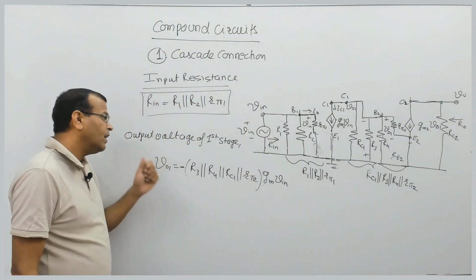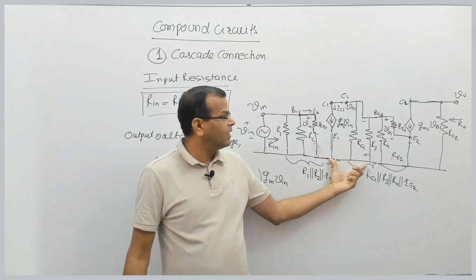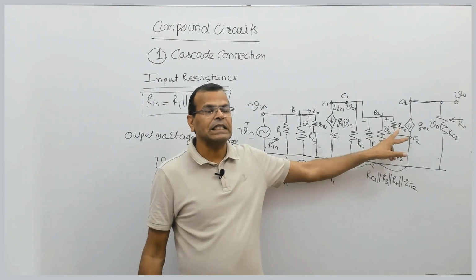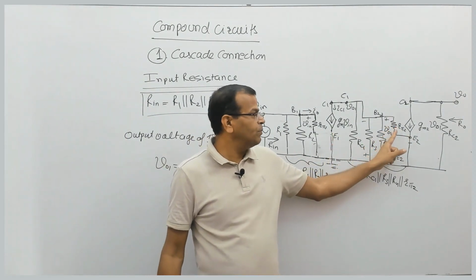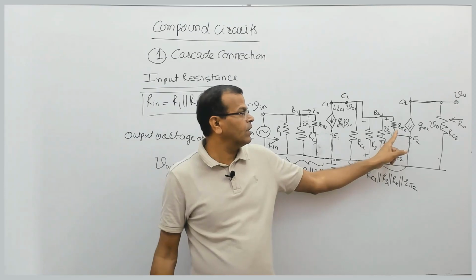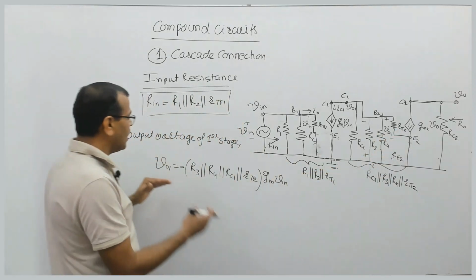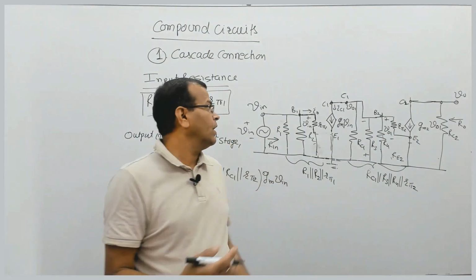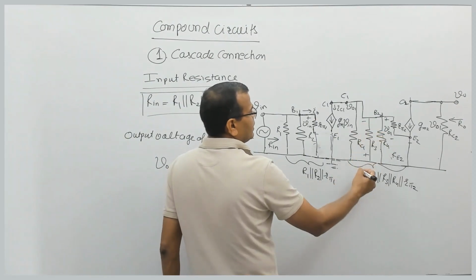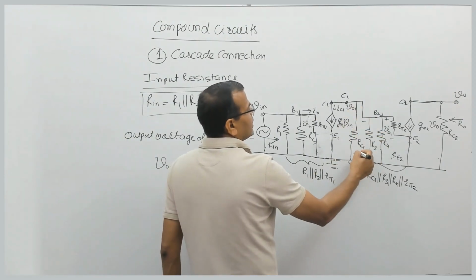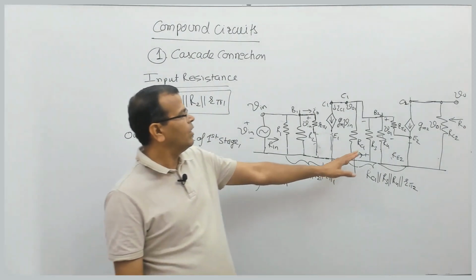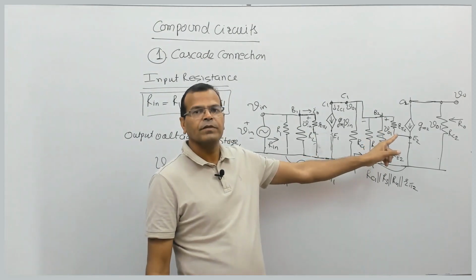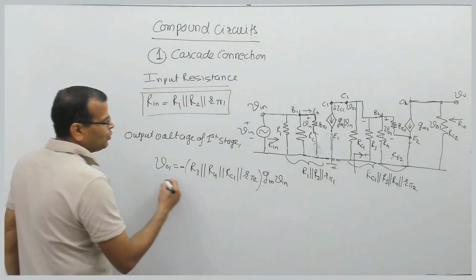Now see carefully, the output of this first stage is dependent upon the input of the second stage. That means the input resistance of the second stage BJT. So the output of the first stage is affected by the input impedance of the second stage. The input impedance of the second stage, seen from the output terminal, will be this resistance in parallel with this and this. Fine. So here output is this.